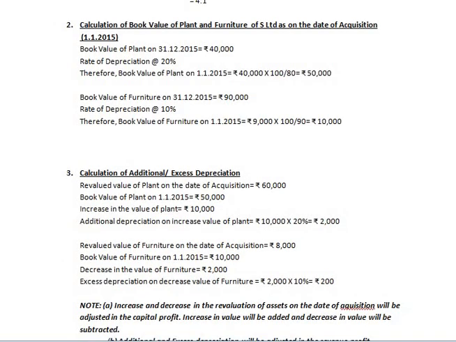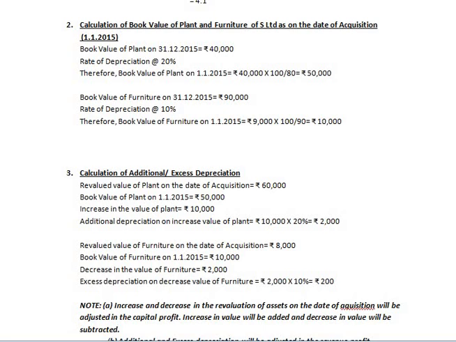Now, the second working note is the calculation of book value of plant and furniture of S Limited as on the date of acquisition, that is 1/1/2015. From the problem, the value of plant and furniture has been revalued on the date of acquisition. So we have to find out the book value as on the date of acquisition, because we have to find out the increase or decrease in the value of these two assets.